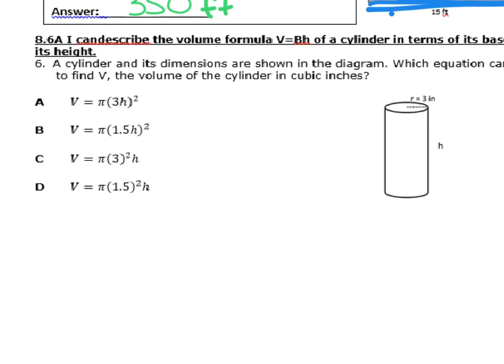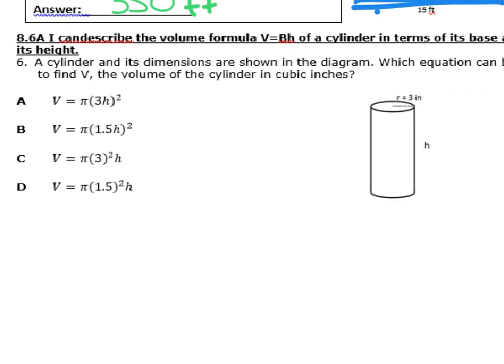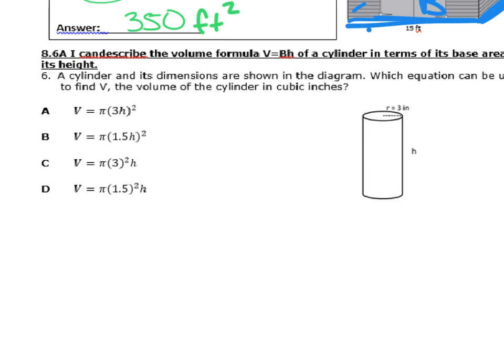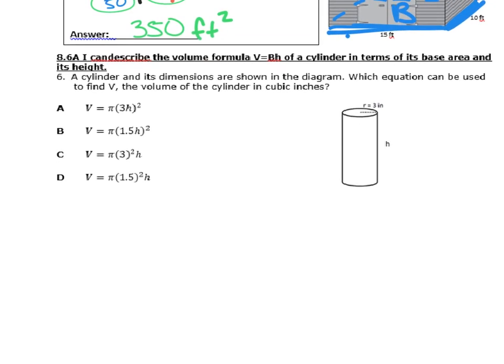Now let's move on to volume. So 8.6a, I can describe the volume formula V equals BH of a cylinder in terms of its base area and its height. So this time we're not even going to need to solve anything. We're just trying to pick the one that is correctly set up. So a cylinder and its dimensions are shown in the diagram. Which equation can be used to find V, the volume of a cylinder? Again, it's just asking me which equation is correct.